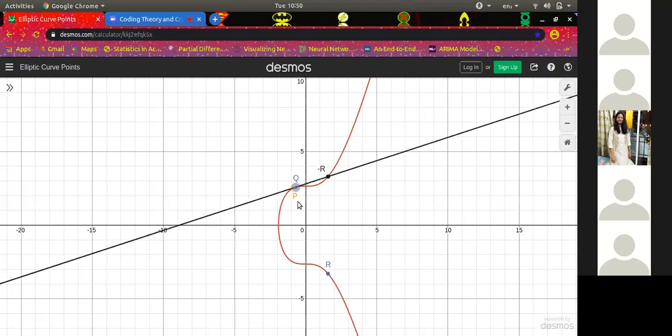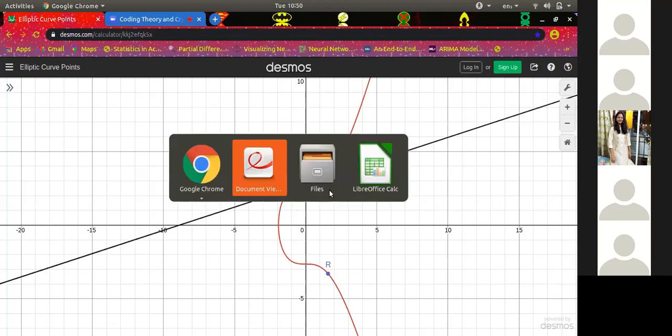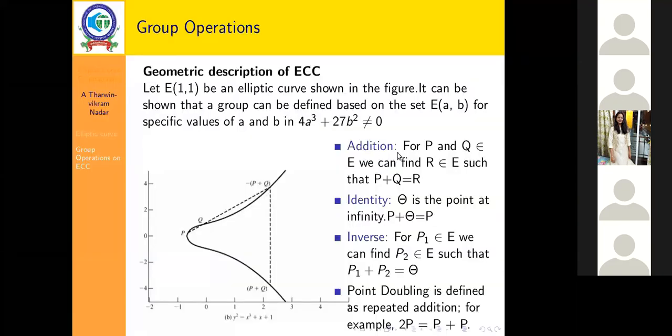So when I bring P and Q over to the same point, what we get is the tangent at point P. So again, the idea remains the same. When P and Q are the same, we draw a tangent at P, and the point where it intersects, we take the mirror image of that. This idea is called point doubling. So that's how the addition operation is defined on elliptic curves.